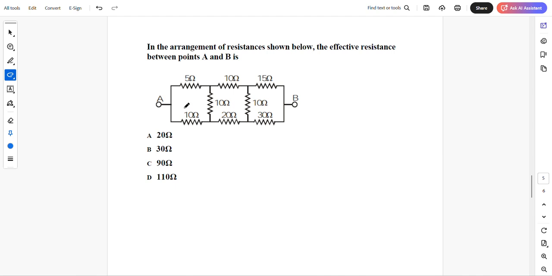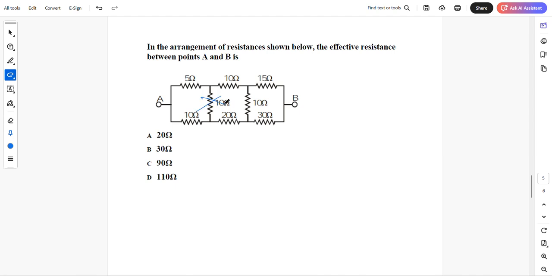This is called horizontal extension of Wheatstone Bridge. 5 by 10 is equal to 1 by 2, and 10 by 20 is also 1 by 2. Otherwise, 5 by 10 and 10 by 20 are the same. So the bridge is balanced.